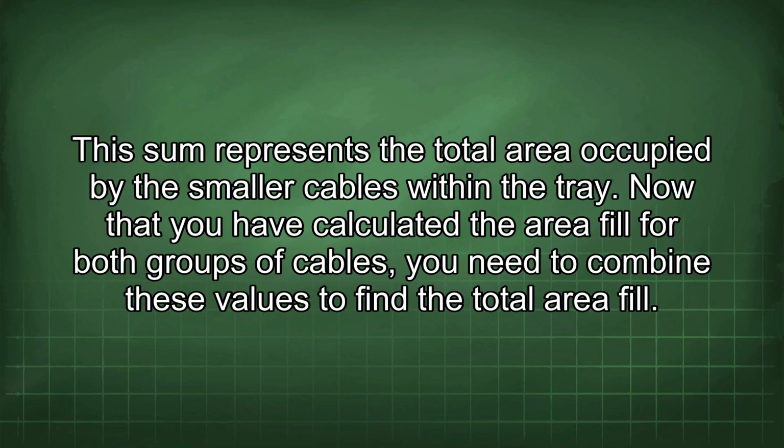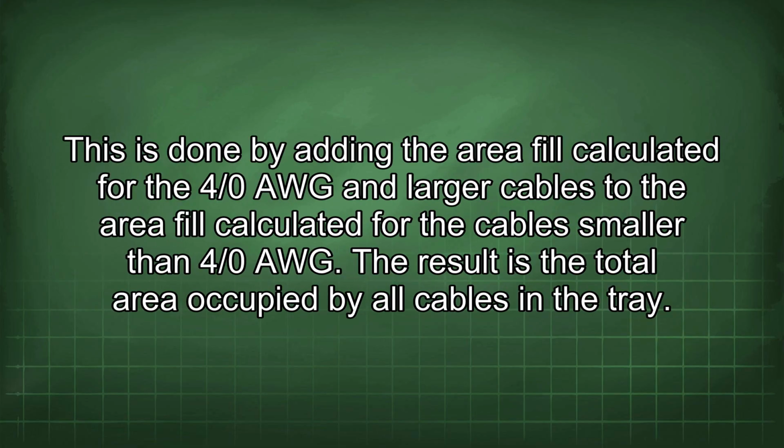Now that you have calculated the area fill for both groups of cables, you need to combine these values to find the total area fill. This is done by adding the area fill calculated for the 4/0 AWG and larger cables to the area fill calculated for the cables smaller than 4/0 AWG. The result is the total area occupied by all cables in the tray.